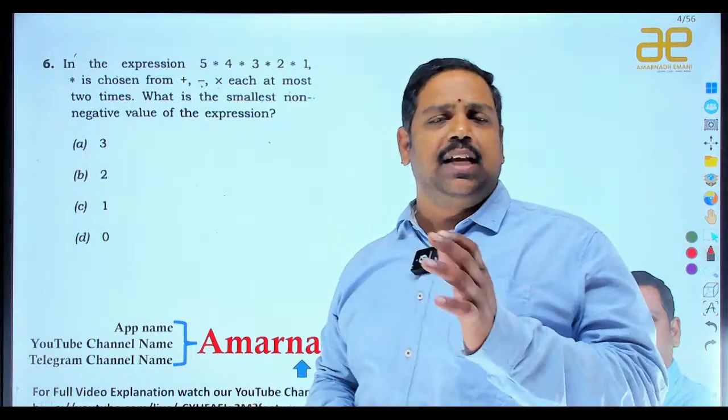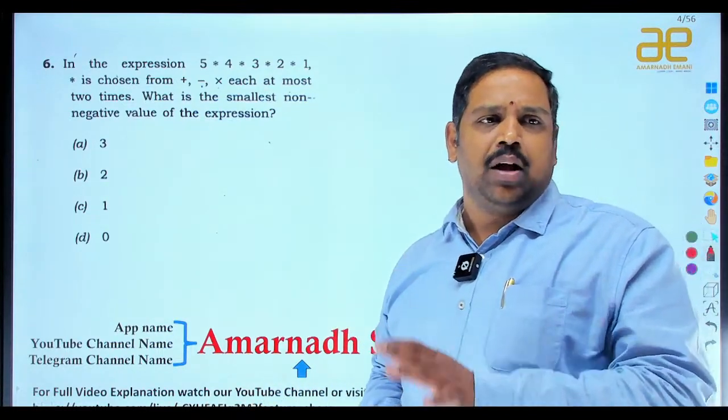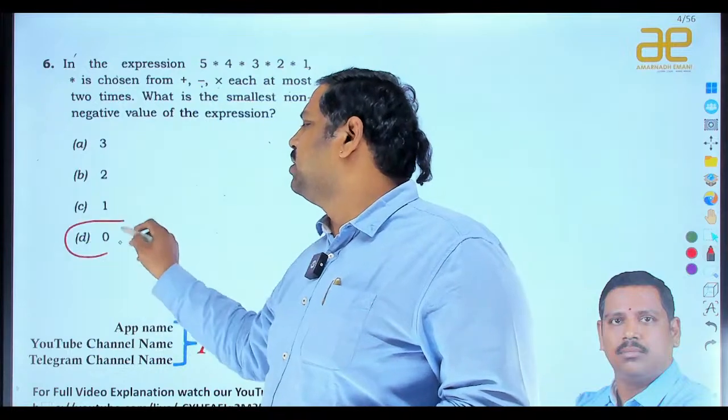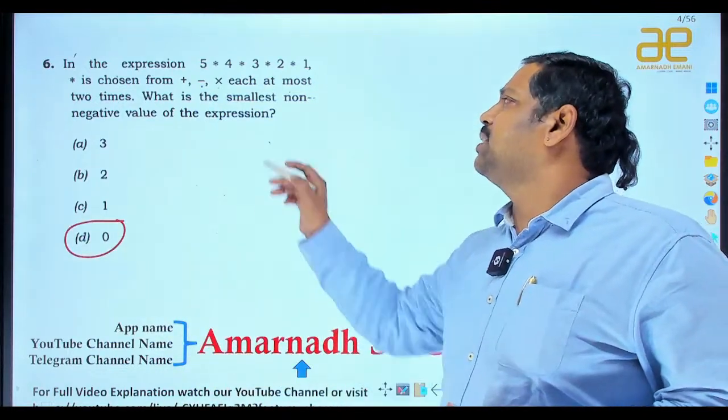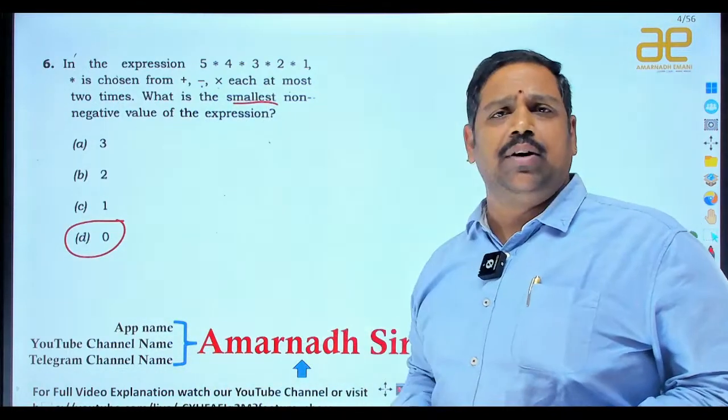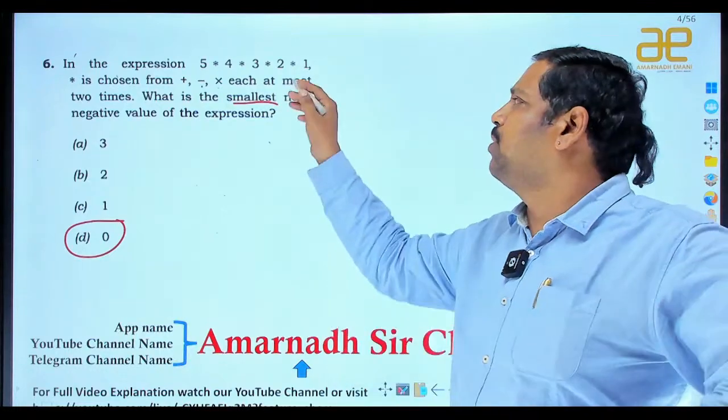Non-negative value means 0, 1, 2, 3 and so on we can take. Here the least value is 0. I'm thinking he's asking the smallest, so smallest value is 0. Now I'm thinking, is it possible from this or not? I have to check.